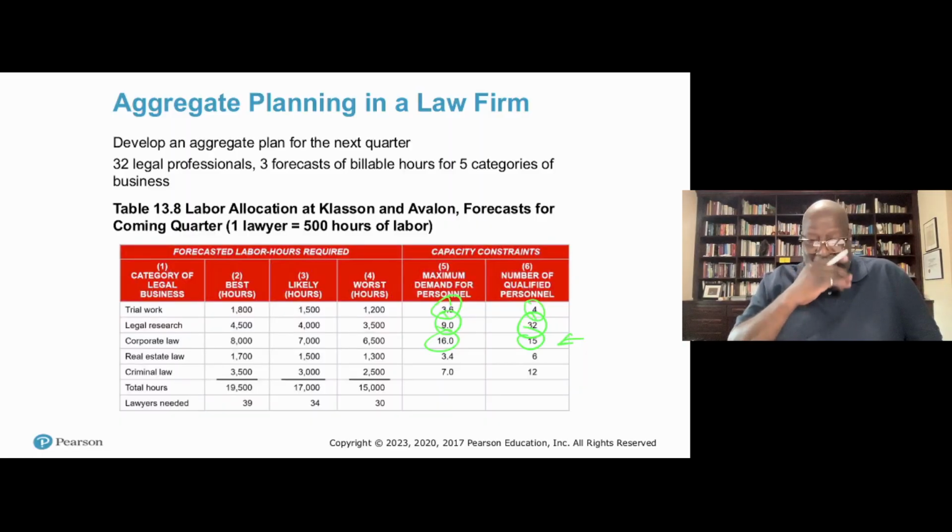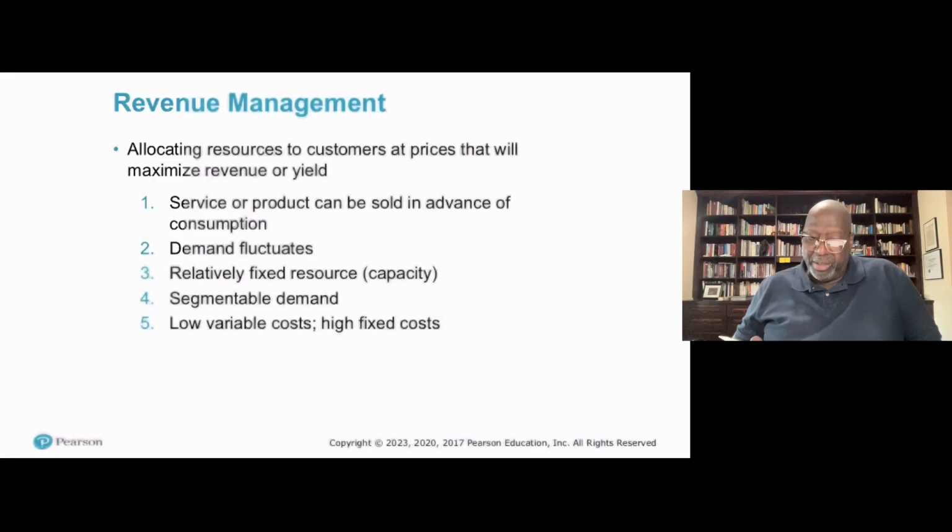Do you get a lawyer to actually take on an additional case, work overtime, etc.? So in both of these cases here, the demand is actually less than the number of qualified people available. So in this particular situation, there aren't too many serious problems.